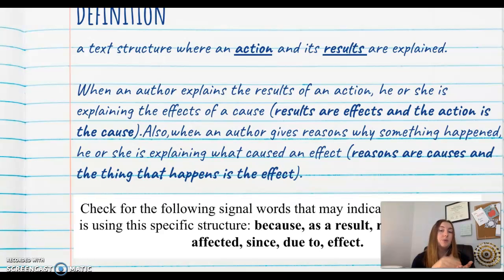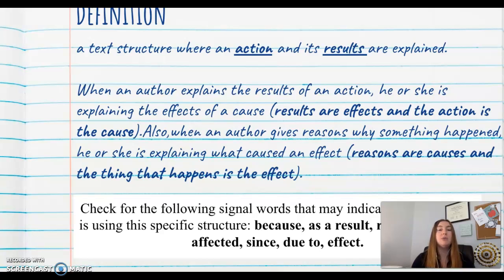Also, when an author gives reasons why something happened, he or she is explaining what caused an effect. A lot of the times when we see an event happen, we explore why it may have happened, right? A lot of times an author will use words like because, as a result, resulted, caused, effect, since, or due to as a way of signaling that there's a cause and effect relationship between one thing and another in a text.